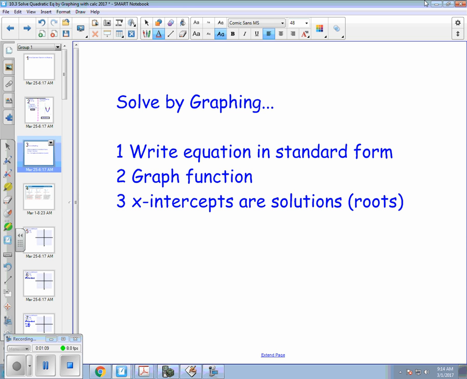When we solve by graphing, we need to, 1, write the equation in standard form. Make sure that you have 0 on one side. 2, graph the function. And then number 3, the x-intercepts are our solutions, or they can also be called roots, and they can also be called zeros.